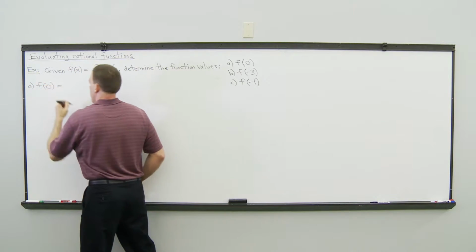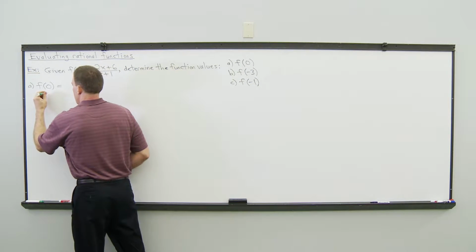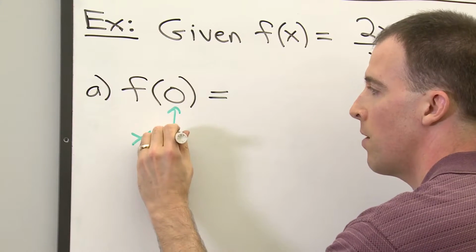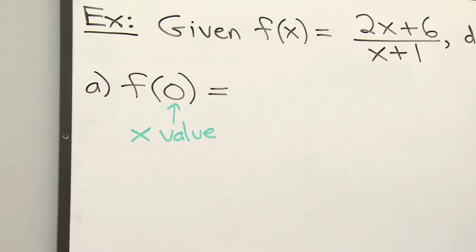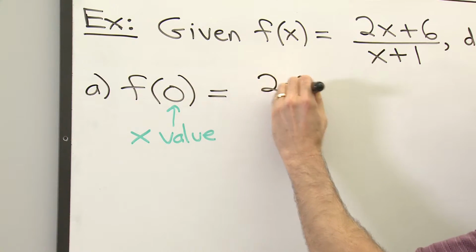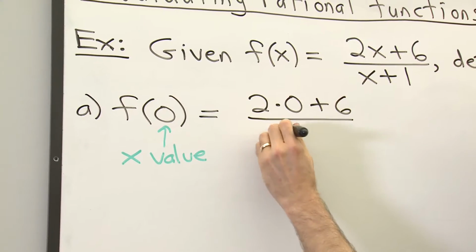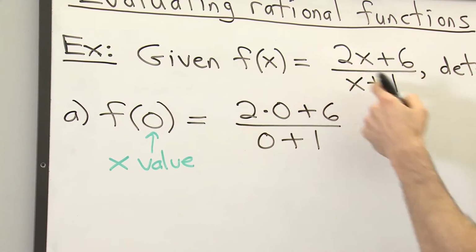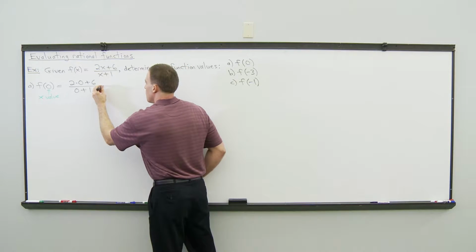So first of all, when evaluating any type of function, the number in the parentheses is always the x value. So 0 here is our x value that we need to substitute in place of both x's in the function. Therefore, f of 0 is going to be 2 times 0 plus 6 divided by 0 plus 1. Just replace both x's with the number that's in parentheses. So from there, we'll simplify.